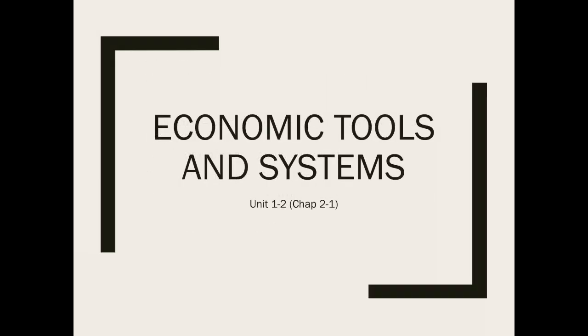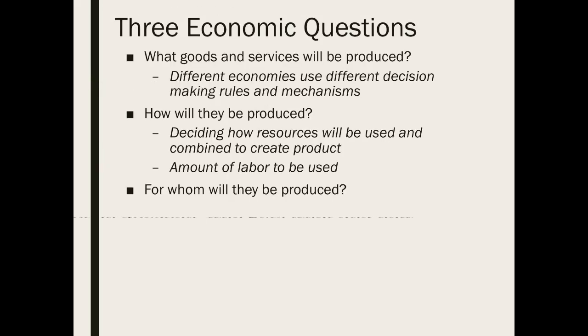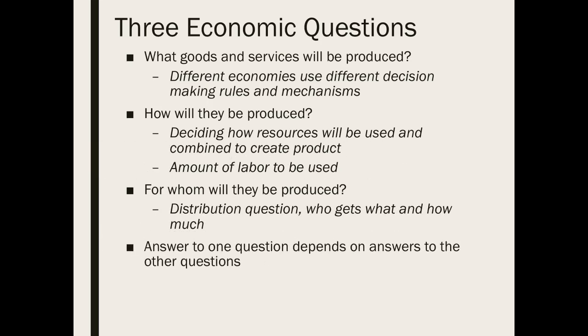So the second part of this that we're looking at is actually Chapter 2, Economic Tools and Systems. When we're looking at economic systems, every economic system answers these 3 questions. What goods and services will be produced? How will they be produced? And for whom will they be produced? Every system answers these differently.